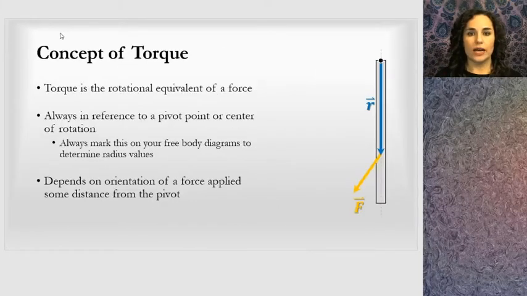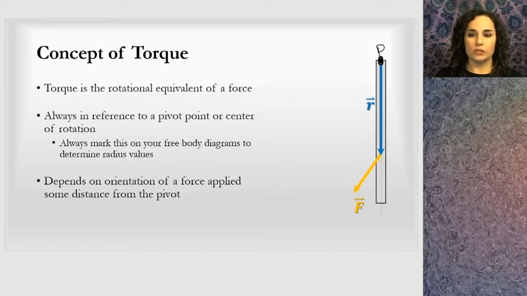We start with the concept of torque, which is for me just the rotational equivalent of a force. It's always in reference to a pivot point, so you can see on the diagram here that there's a pivot point, and we always put the pivot point on our diagrams. This is a very important reference point because torque depends on the orientation of a force applied at some distance away from this pivot point. So we need to designate a pivot point, and we can see that the torque depends on some distance and some force that's being applied.